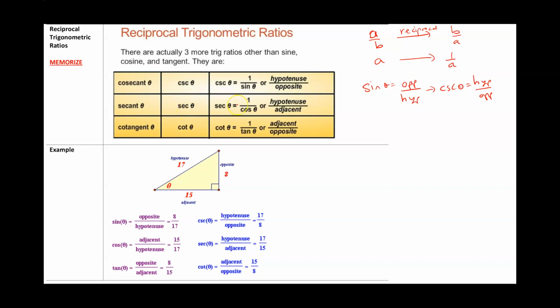Secant is the reciprocal of cosine. We know that cosine is given by adjacent over hypotenuse, which means secant is going to be hypotenuse over adjacent. And then lastly, we have cotangent, which is the reciprocal of tangent. We know that the tangent of theta is equal to opposite over adjacent, and the reciprocal of that, the cotangent, is going to be adjacent over opposite.